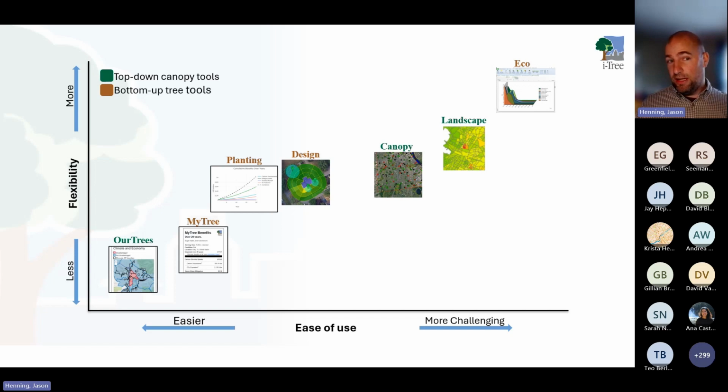It has a ton of data in it, so it gets, again, to that more challenging, but there's a whole lot more flexibility about what you can do with iTree Landscape. So I'll probably return to this graphic a few times as we go through the tools, just to orient you to where we are and the level of difficulty and what you can do with the tools as we go through.